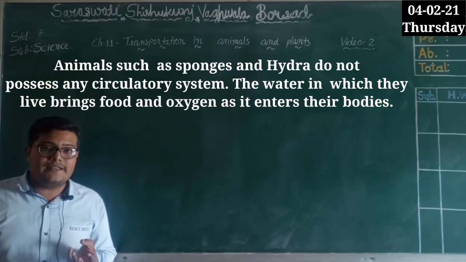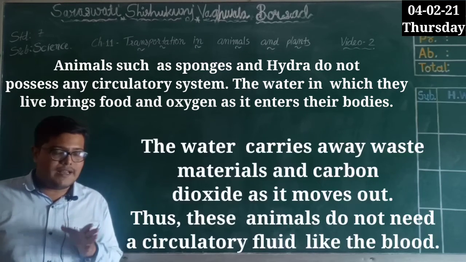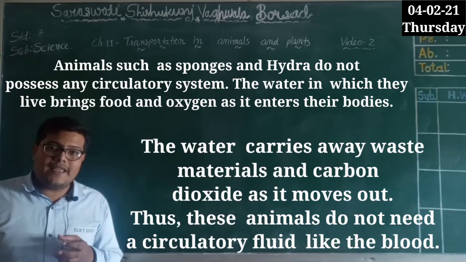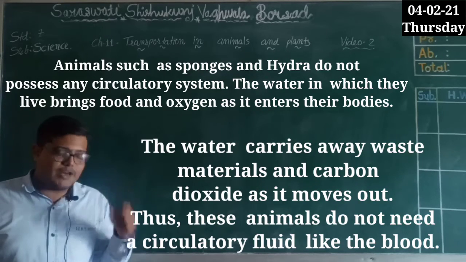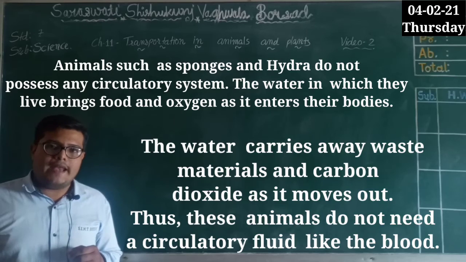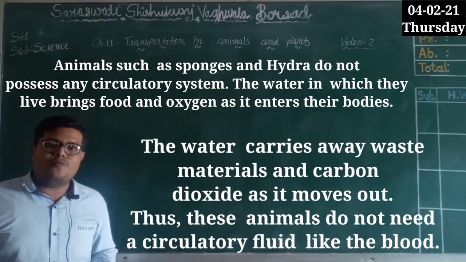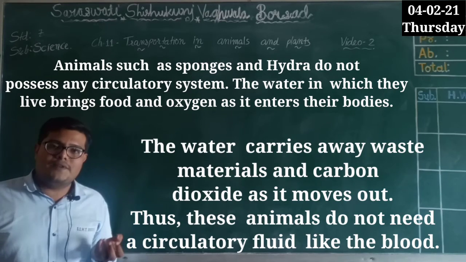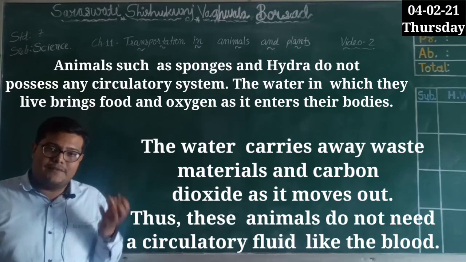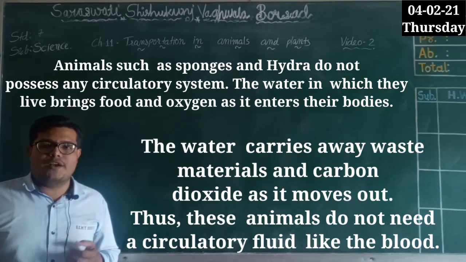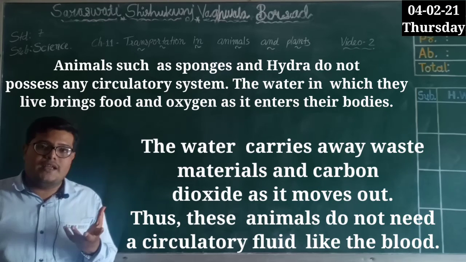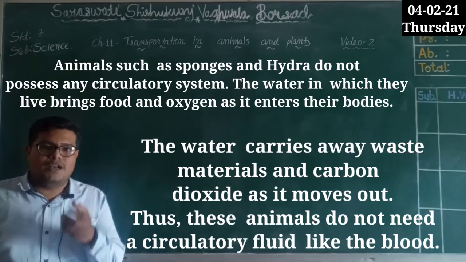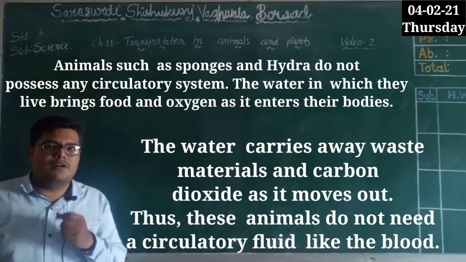The water that they are absorbing, the water that enters their body, will carry food and oxygen into their body, and it will circulate in their body. And when that water comes out from their body, it will collect all the waste from the particular hydra or sponges. That water will take that waste material out from their body. So the sponges and hydra do not have this circulatory fluid that is called blood. The water does the blood part.